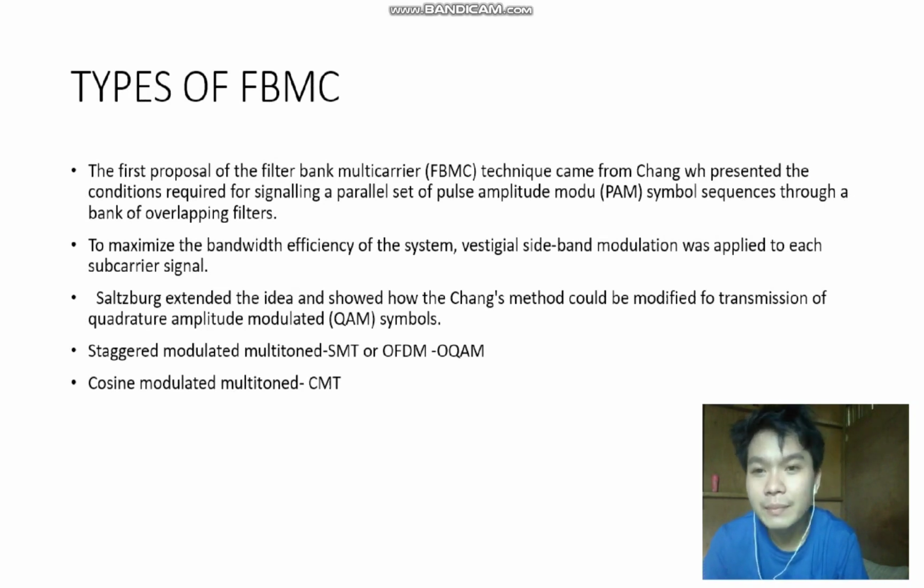So, what are the types of FBMC? The first proposal of the filter bank multicarrier technique came from Chang. He represented the conditions required for signaling a parallel set of pulse amplitude modulation, or PAM, symbol sequences to a bank of overlapping filters. Then, to maximize the bandwidth efficiency of the system, physical sideband modulation was applied to each subcarrier signal.